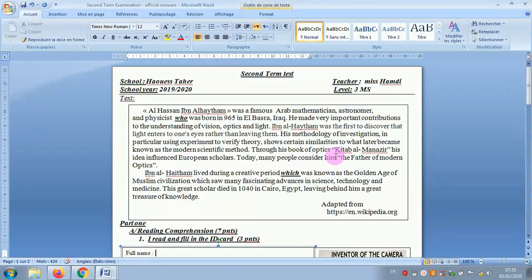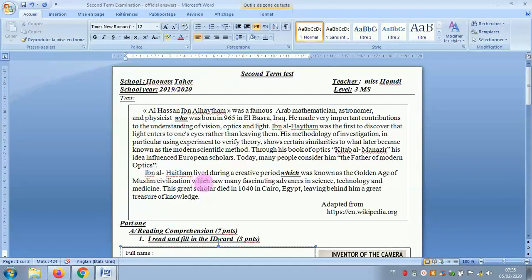Through his book of optics, كتب كتاب على علم النظر اسمه كتاب المناظر. His ideas influenced European scholars، يعني العلماء الأوروبيين تأثروا بالنظريات نتاعو. Today many people consider him the father of modern optics. العديد من الناس يعتبرونه أب علم النظر الحديث.